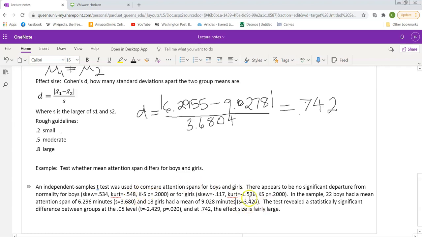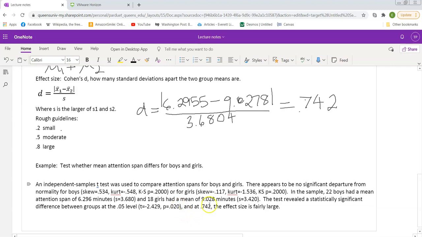And then finally, we want to talk about the results of the test. So we said that the test was statistically significant at the 0.05 level. And then, in parentheses, we stated our test statistic and our p-value. And then we stated our effect size and interpreted it as large. Okay. Sometimes people will put inside the parentheses, comma, d equals 0.742. I just put it outside this time because we're still learning about effect size.